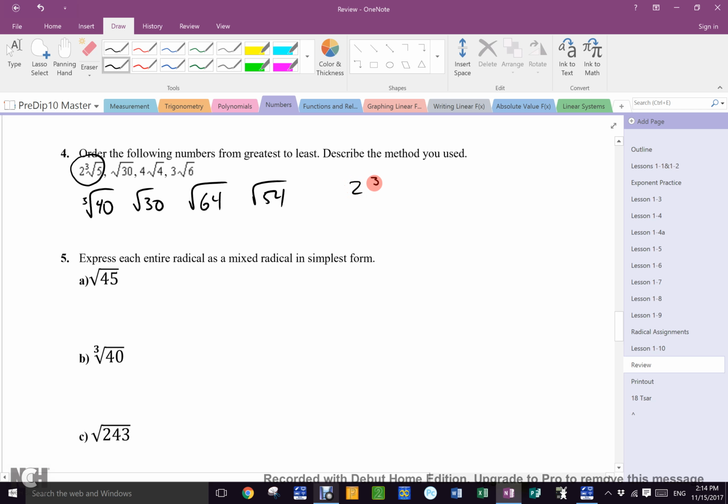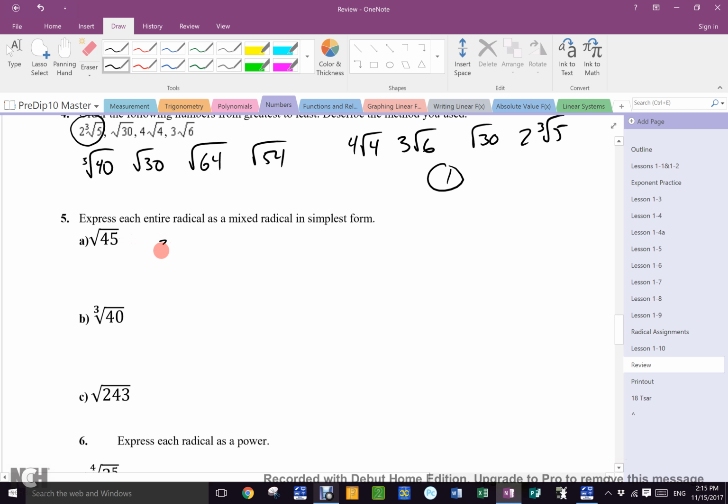So it was, greatest to least, sorry, it's reversed. 4 root 4 is the greatest, then 3 root 6, and then that was 5 something, and that was 3 something, so then it was root 30, then it was 2 cube root 5. You need that order, it's worth 1. I don't really care what method you used.